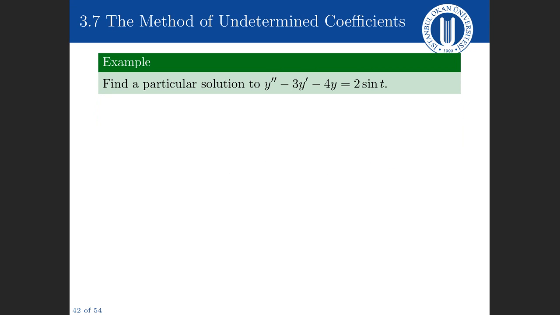Next one, find a particular solution to y double prime minus 3y prime minus 4y is equal to 2 sine t. Here's our function, 2 sine t, a number multiplied by sine t. We look at this function and we make a guess. I'm going to guess that the particular solution is also a number multiplied by sine t. You will notice that I've written first guess here. This should be a hint for you straight away that this is not going to be the final guess.